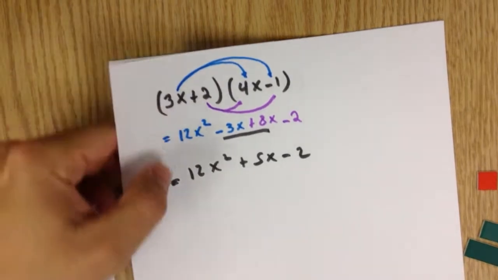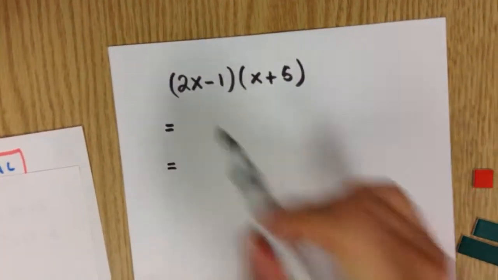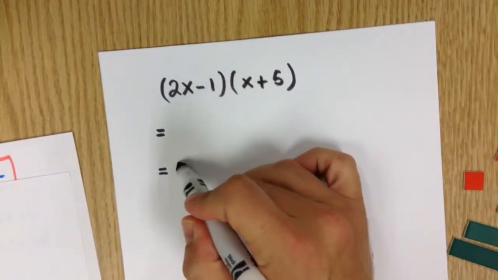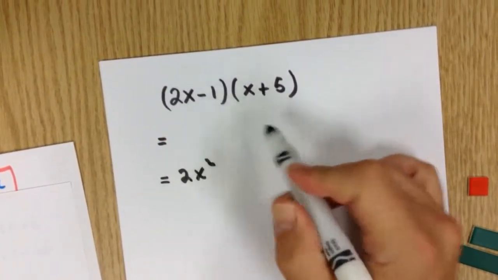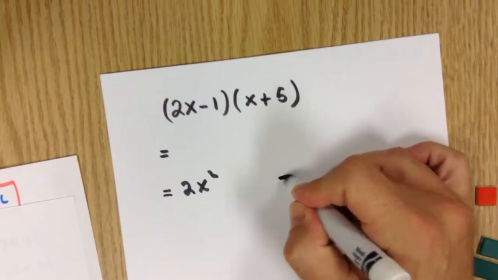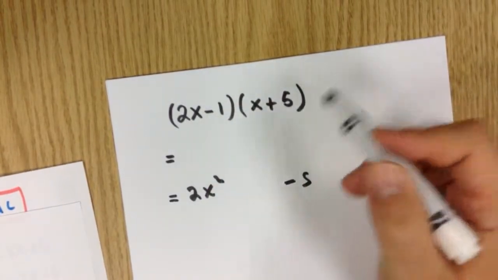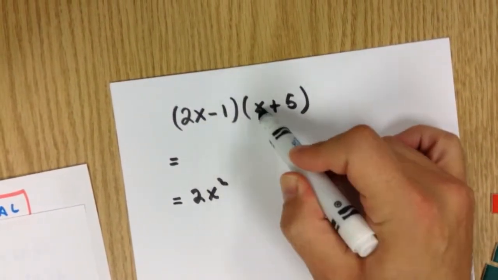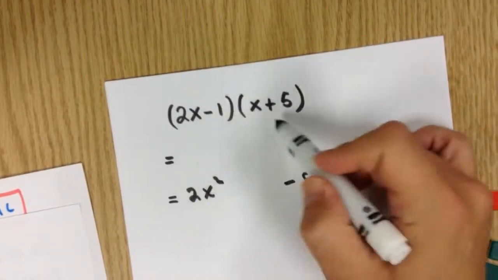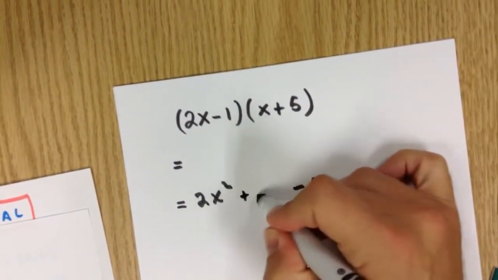One last example, and I'll show you how to do it in the quick way. And the quick way would be to say, hey, I realize that 2x times x gives me 2x squared, and then that minus 1 times 5, so the two last ones, will give me minus 5. And then I'm going to do the one that I put together in my head. So that's going to be minus x, and that's going to be 10x. So 10x minus x gives me 9x.